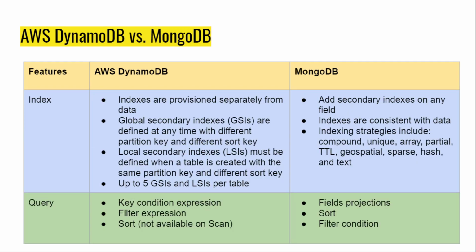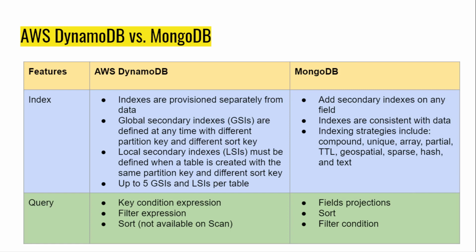There is a big difference in the indexes of the 2 NoSQL database solutions. AWS DynamoDB indexes are provisioned separately from the data. You can set up 2 kinds of secondary indexes in DynamoDB, global secondary index and local secondary index. Global secondary indexes can be defined at any time with a different partition key and different sort key. Local secondary indexes must be defined when a table is created, with the same partition key and a different sort key. You can set up to 5 GSIs and LSIs per table.